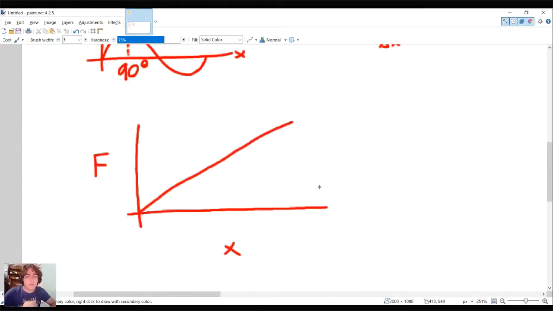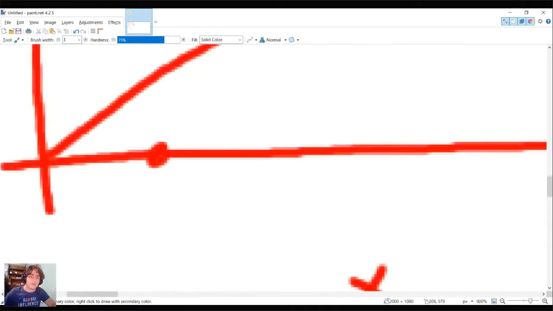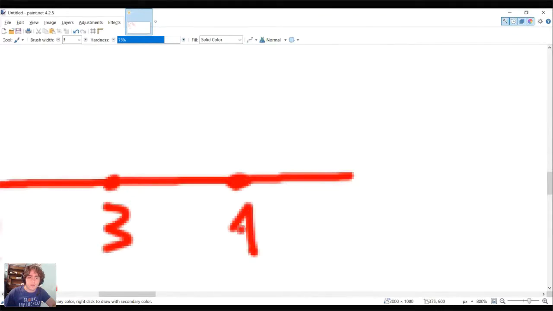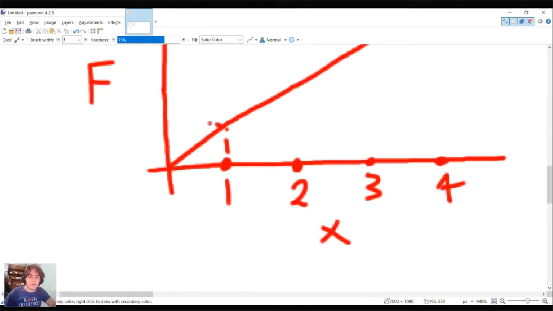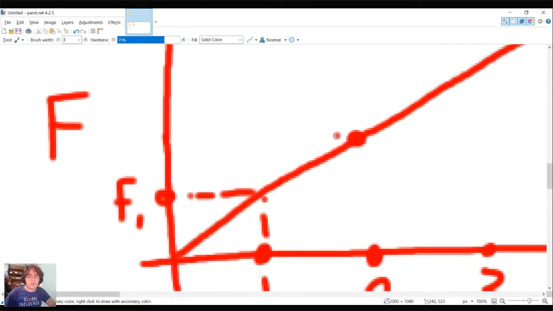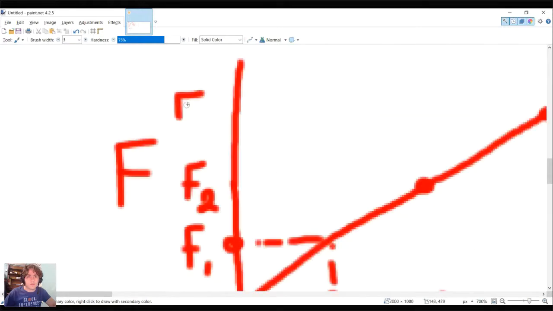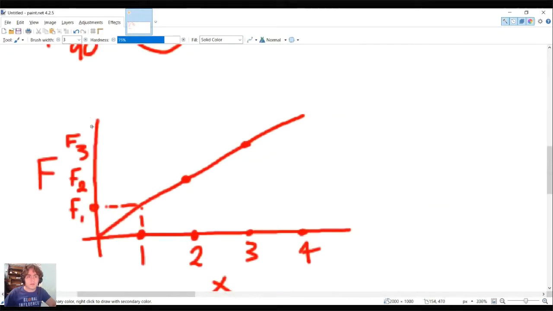If we think about a way we can approximate the amount of work done, we can assume the force is constant on small intervals. We'll label this x, and we'll just use numbers: 1, 2, 3, 4. Let's say this is F at 1. I'm not going to label the lines because it'll get gory. F at 2, F at 3, and F at 4.